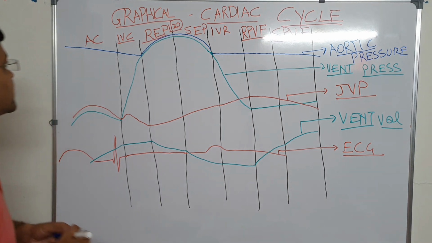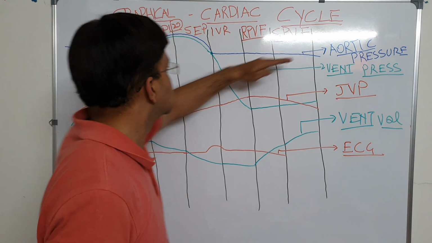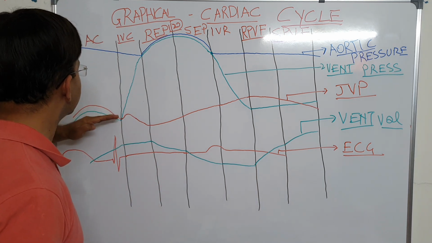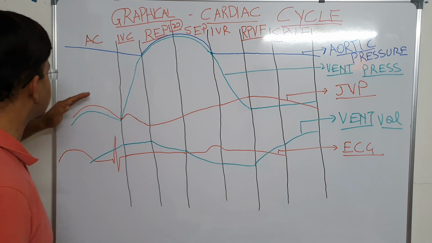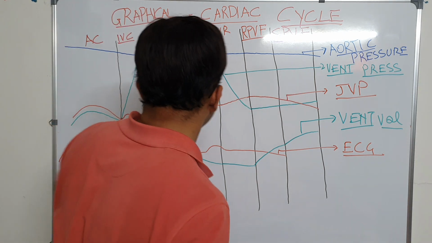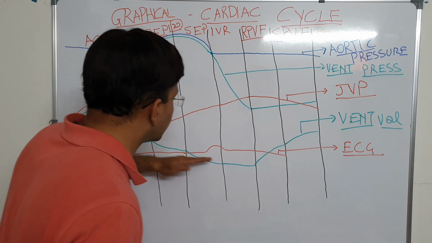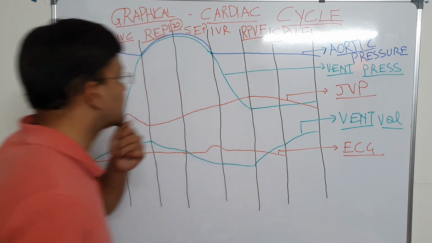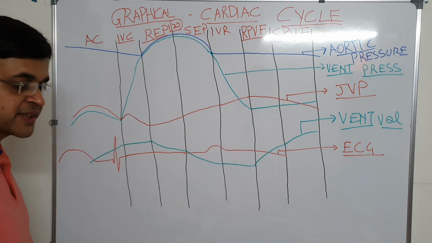Right? So it should now be clear. The most upper one is our aortic pressure curve. Just below this, something which varies wildly, is our ventricular pressure curve. Just below this, our jugular venous pressure curve, and this is our ECG, and this green line is the curve for our ventricular volume. Now, how to fit our heart sounds inside this?